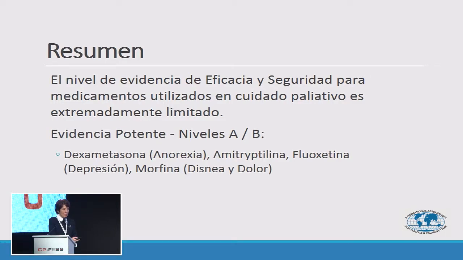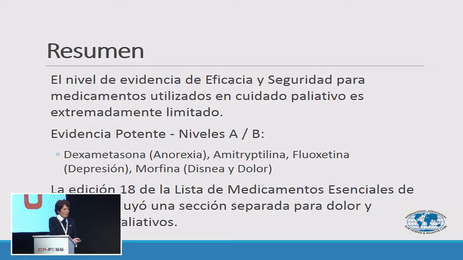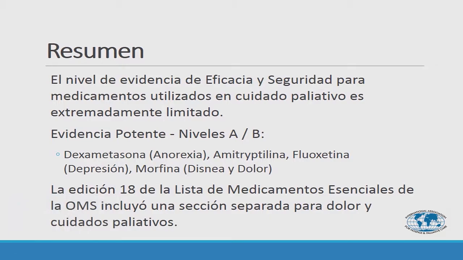But there's strong evidence at levels A, B for 4 medications: dexamethasone for anorexia, amitriptyline and fluoxetine for depression, and morphine for dyspnea and pain. There we have very strong evidence that has no challenge. The other medications from the list that I showed you previously had levels C and D, where the evidence is weak, or it is an expert consensus or an opinion of different experts.